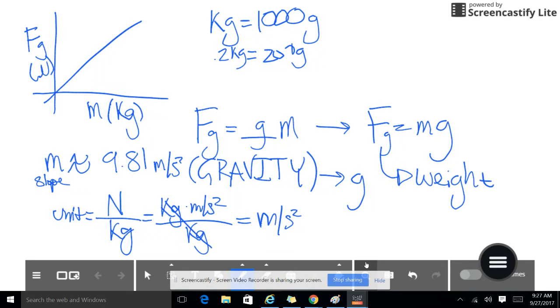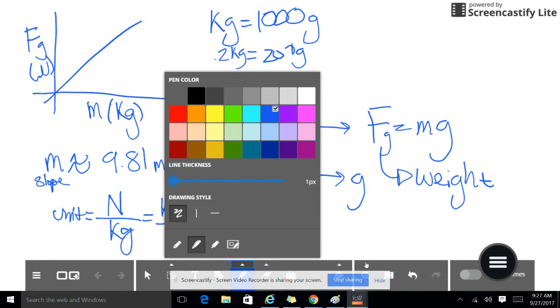I think that about covers it. Oh, you also needed to calculate percent error for this lab. So percent error from the accepted value of gravity. Here's how you do that.